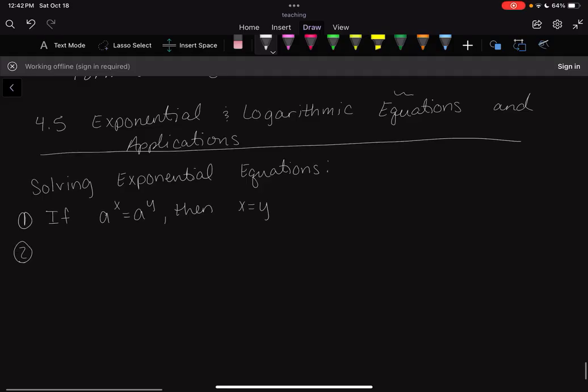If we cannot get the bases to be the same, so that's like your first option, bases the same is our first option. If they cannot be the same, if the base is 10 or e, then change to log form.